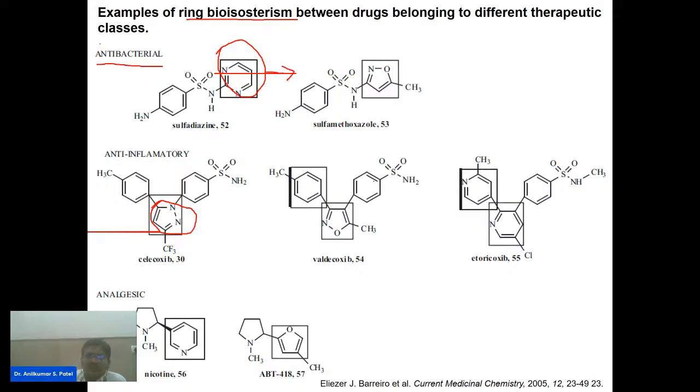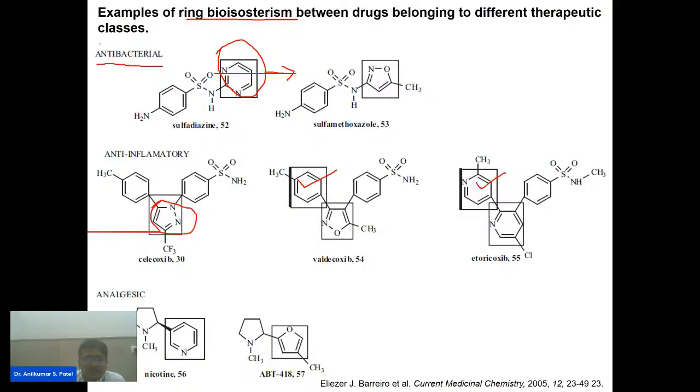In the third molecule, the change is made by isosterism, replacing this benzene ring with a pyridine ring, as well as this isoxazole ring with a pyridine ring, and that can also give etoricoxib. So all three molecules are designed through bioisosterism.